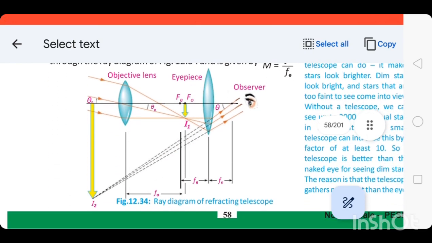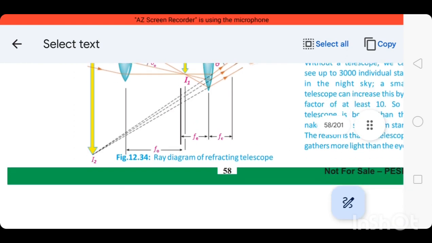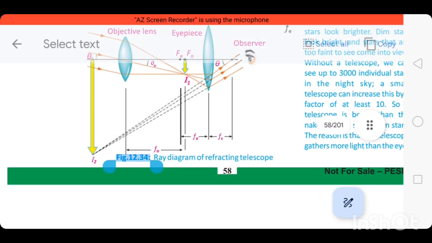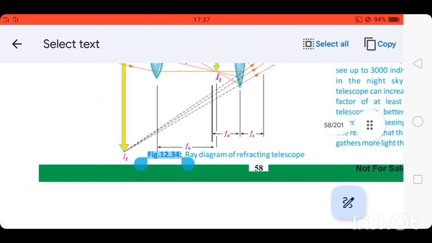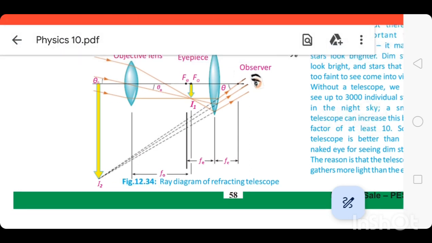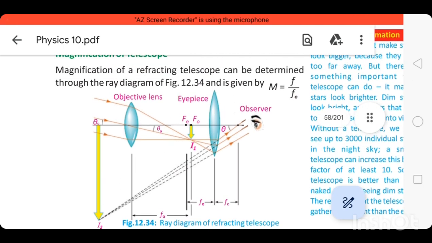In ray diagram, you can see the focal length of objective lens and eyepiece is mentioned as here. The focal length of objective lens is shown by fo and the focal length of eyepiece is shown by the symbol fe, and the solid line in this diagram represents the real image and dotted lines are used for virtual image.